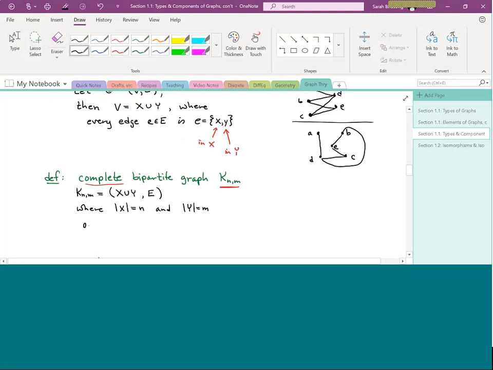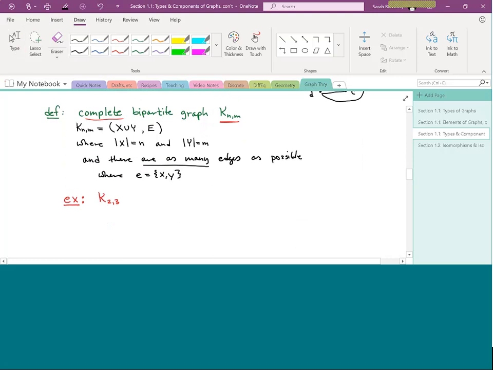So, and there are as many edges as possible, where your edge spans the two sets.